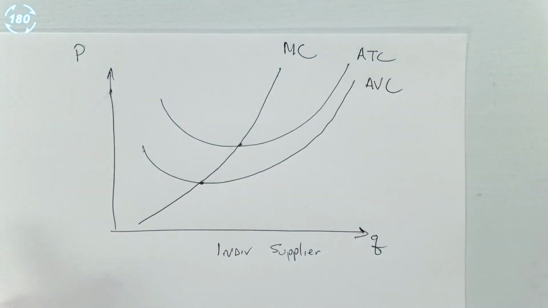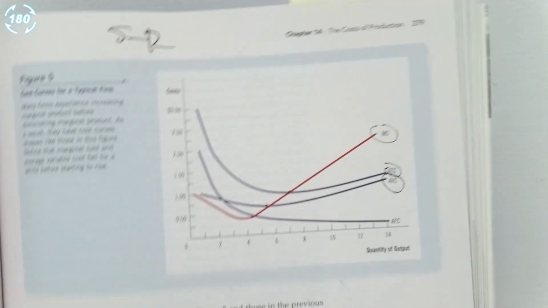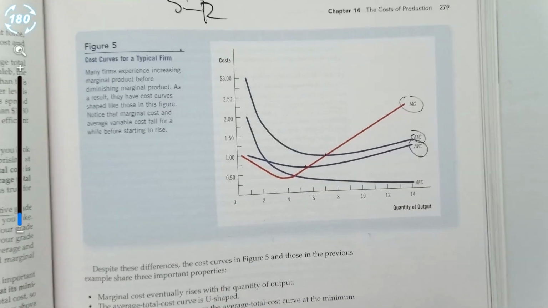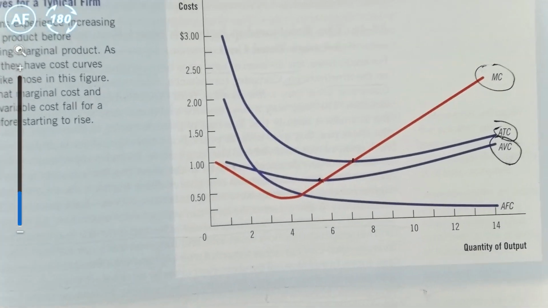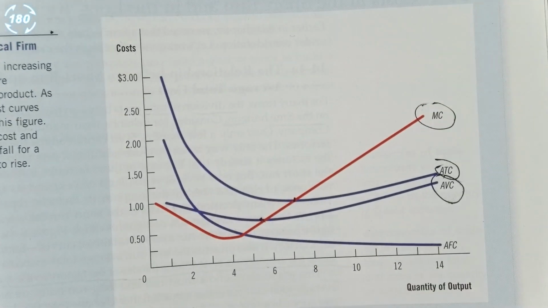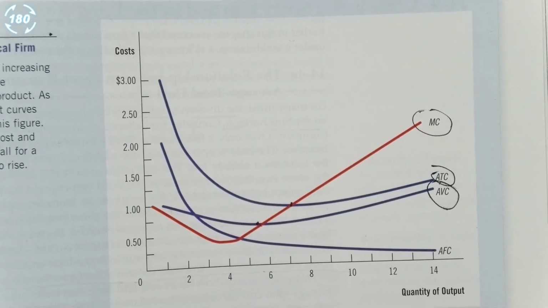Does that look familiar, class? Okay, so this is, let me just jog our gray matter here a little bit. This is 3 of the 4 curves they have on page 279 of your text. So that was the focus in the previous chapter, the cost of production.